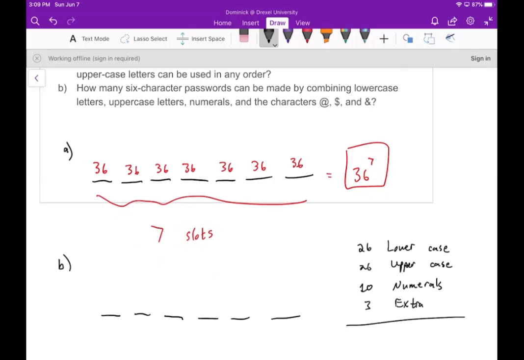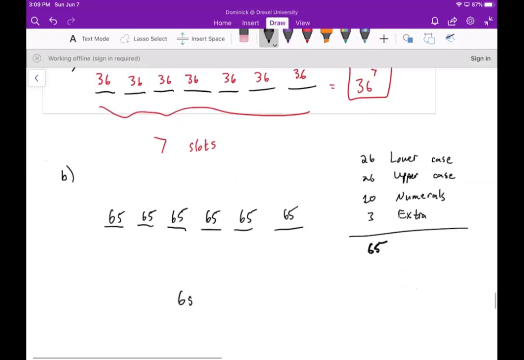That's going to give us a total of, let's see, so we get a 52, 62, and a 65. So in each slot, we have 65 choices. And then, of course, we multiply them together. So we're going to get 65 to the 6th power, which, again, is going to be some huge number. So we'll just leave it in this form.